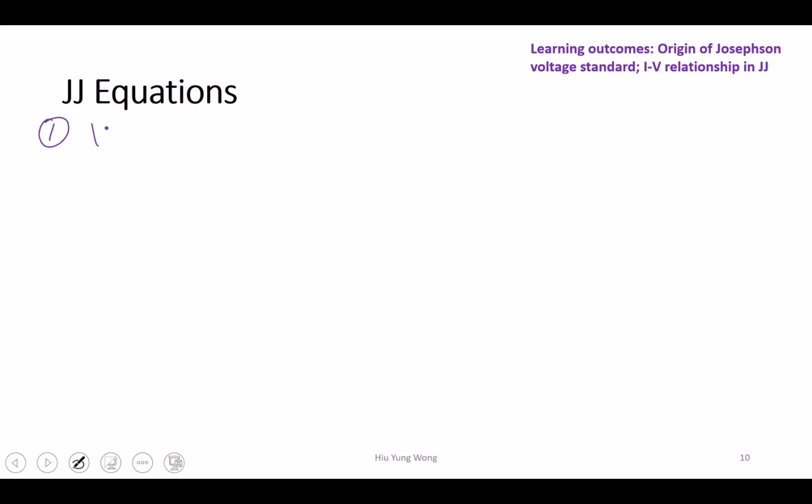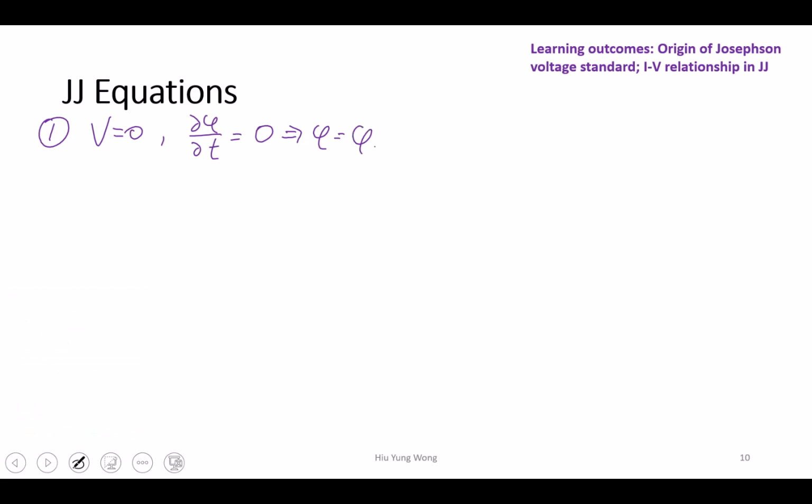Okay. If voltage equal to 0, then what does it mean? It means partial phi, partial t equals to 0, right? So then what does it mean? It means phi equals to a constant. The phase is not going to change. The phase across the junction is not going to change.